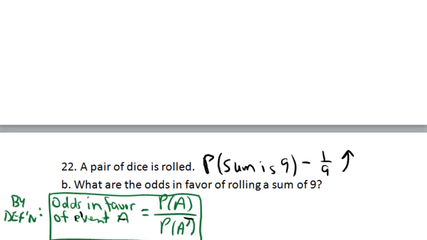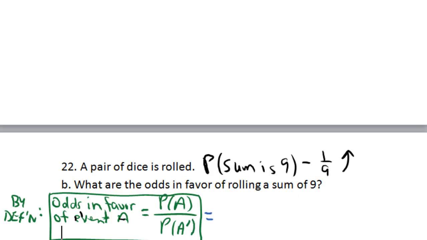You've seen the formal definition of odds in favor of an event. The odds in favor of an event A is simply defined to be the probability of A over the probability of A prime. In other words, the probability that A occurs over the probability that it doesn't occur. That's the definition of odds. If you use that definition, it's easy enough to get the solution.